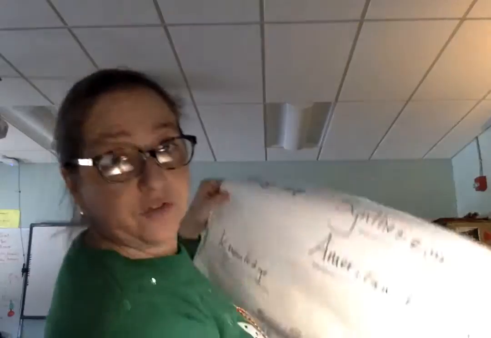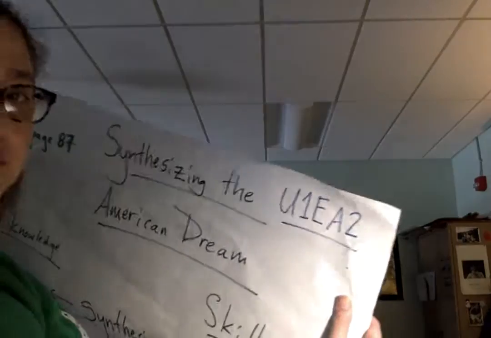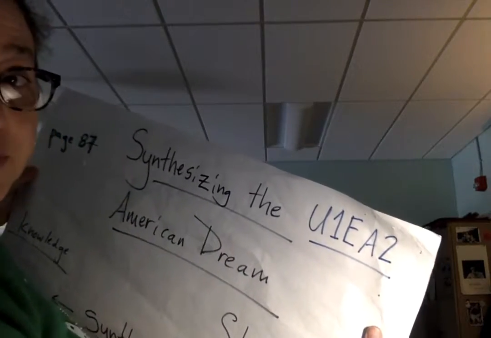Hi there, guys. So this is the helper video on my YouTube channel for how to do the Embedded Assessment 2 for Unit 1, which is Synthesizing the American Dream. See? Synthesizing the American Dream, which is U1EA2, which stands for Unit 1 Embedded Assessment 2. It's on page 87. Okay.